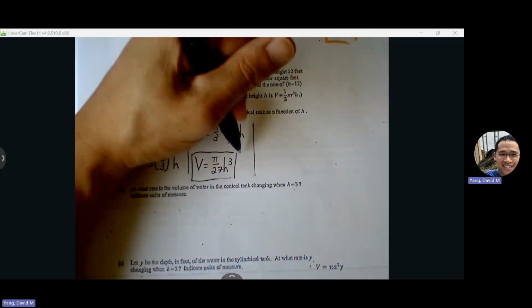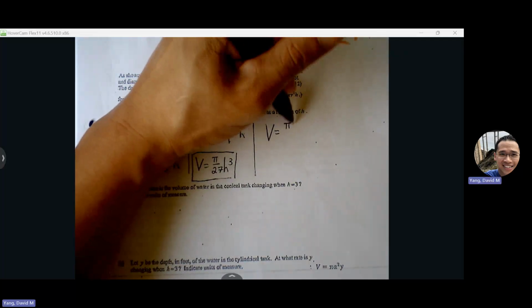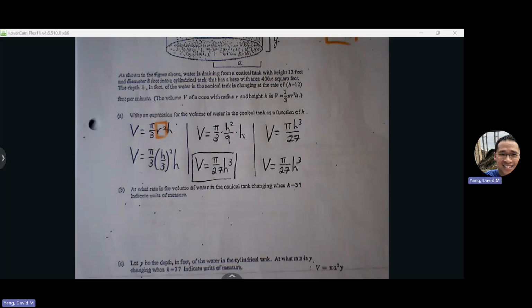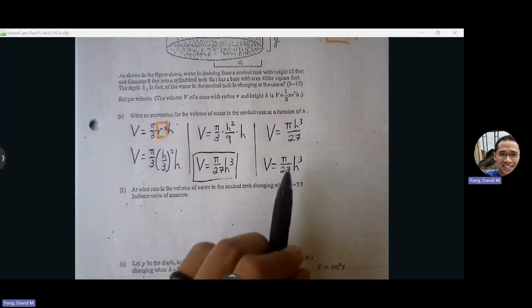Yeah, it's in the numerator. So yeah, we could also write it this way, but I like to write it this way because then that h can just feel like its own thing and the 27 is outside of it. Either is fine, but I like this way more.